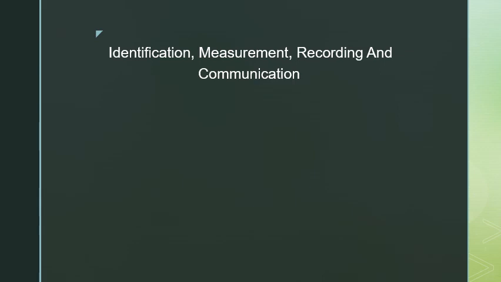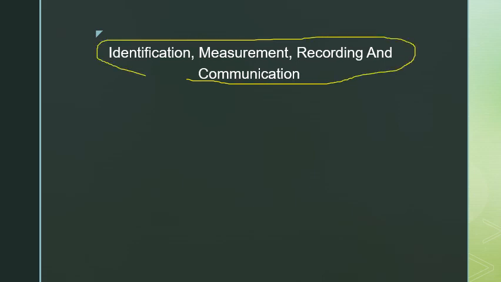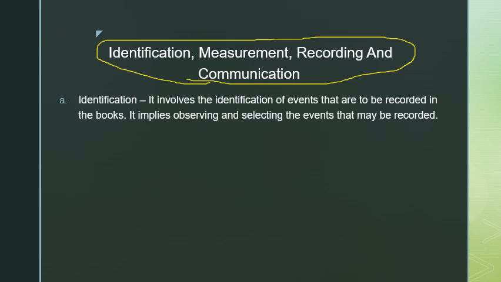Then identification, measurement, recording, and communication. These are the four main functions of accounting. Let's see. Identification involves identification of the events that are to be recorded in the books of accounts. It means what are the transactions or events which are to be recorded in the accounting process. In an organization there might be thousands or lakhs of transactions, so identifying those transactions that are to be recorded in the account books.